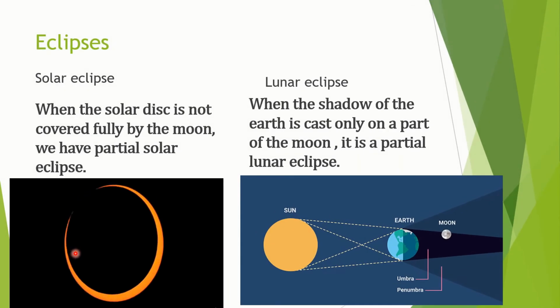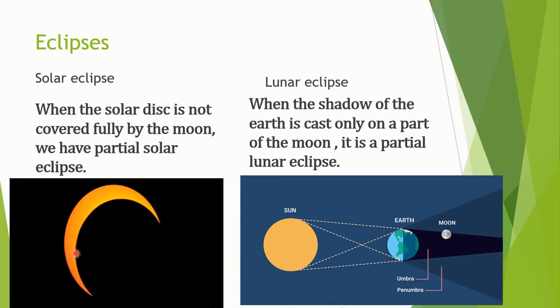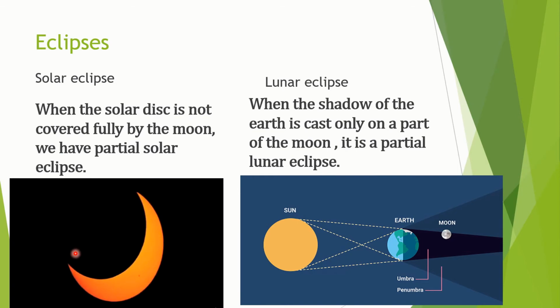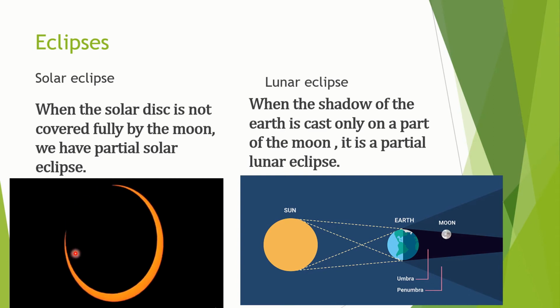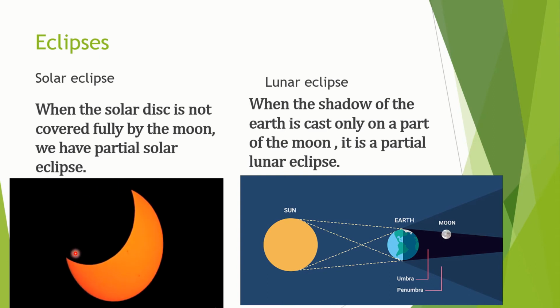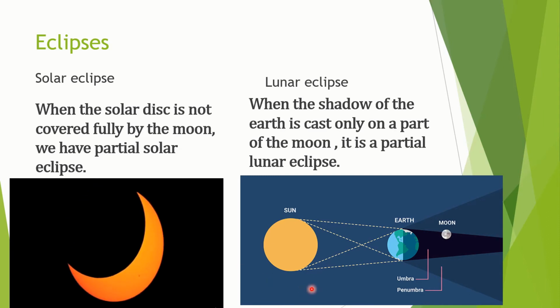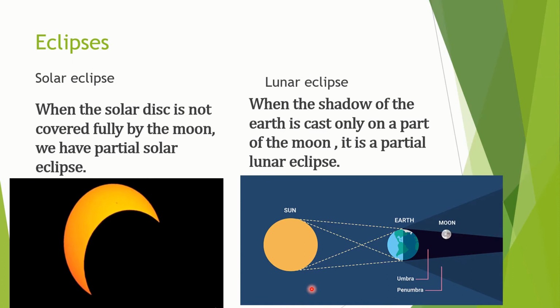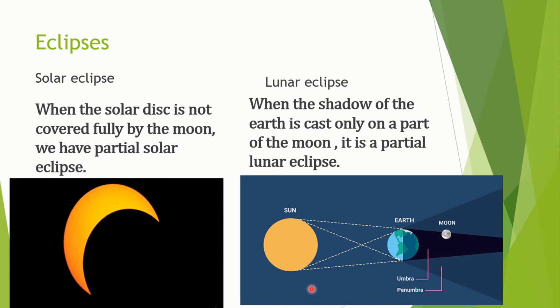Students, when the solar disk is not covered fully by the moon, we have a partial solar eclipse. And when the shadow of the earth is cast only on a part of the moon, it is a partial lunar eclipse. I repeat, when the shadow of the earth is cast only on a part of the moon, it is a partial lunar eclipse.